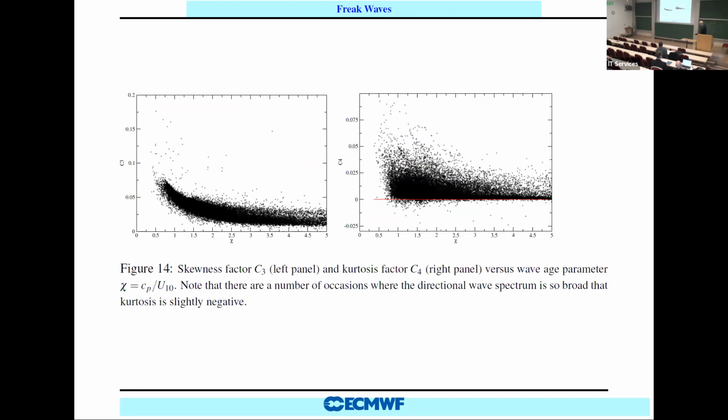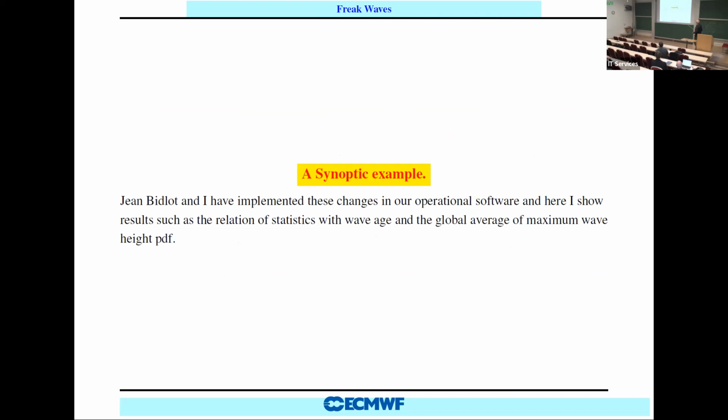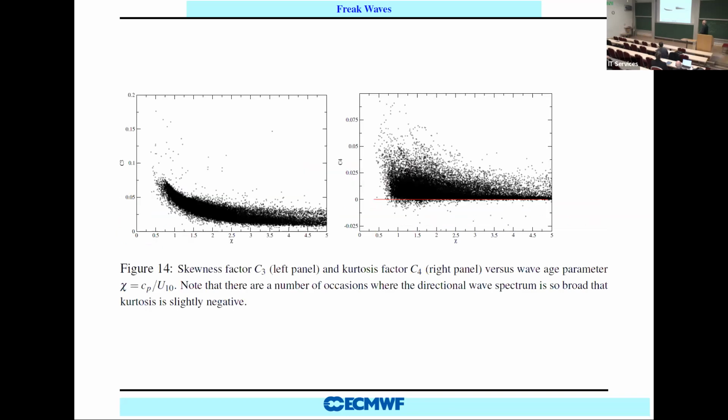Of course, we always validate things on a large scale. So my colleague, Jean Bilot, and I have implemented these changes in our operational system. And to just get an idea, this is again skewness, this is kurtosis, as function of a parameter which characterizes the stage of development of the sea state, and we call that the wave age. The wave age is basically the ratio of the phase speed of the peak of the spectrum normalized with the friction velocity.